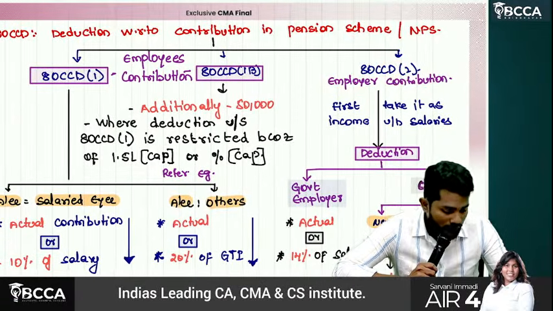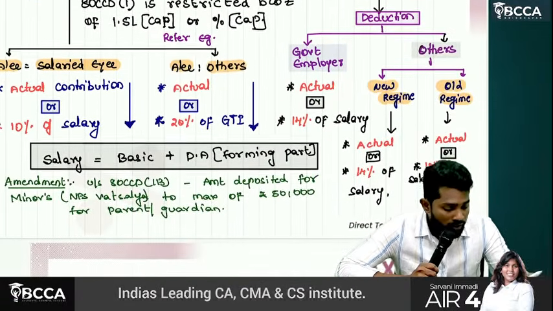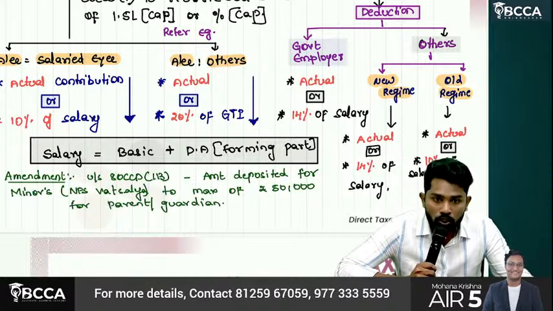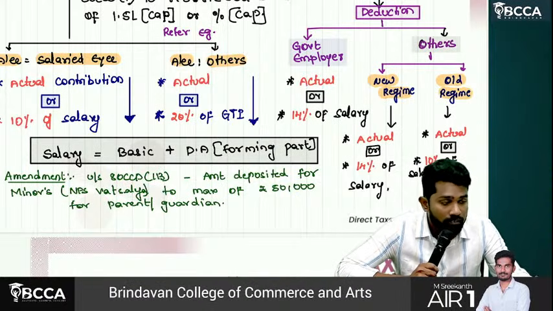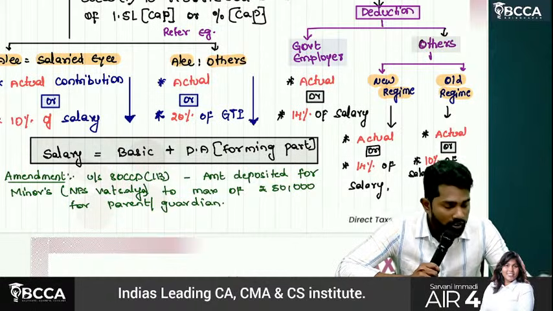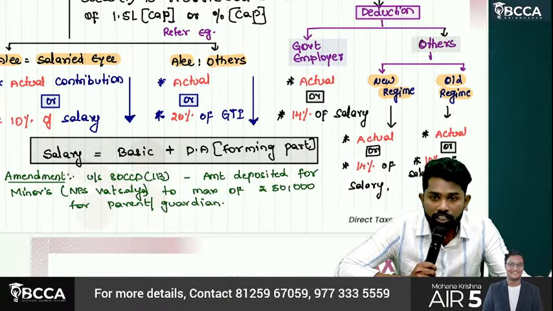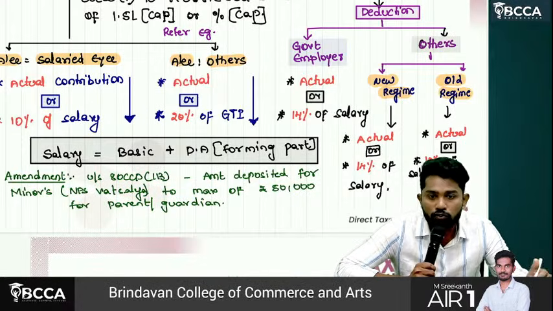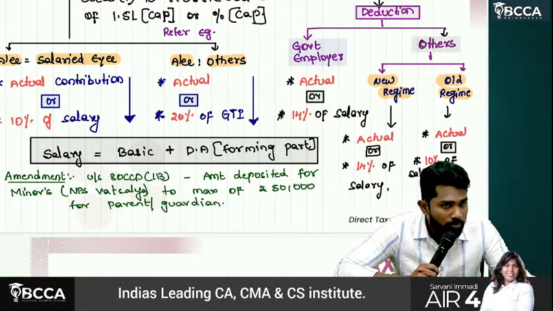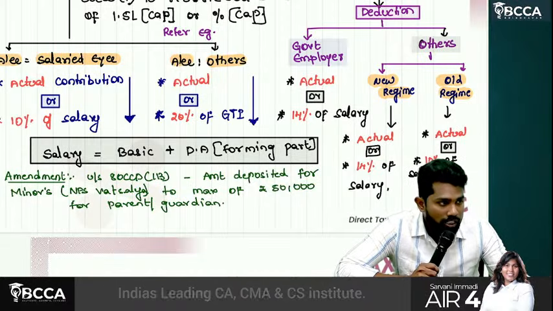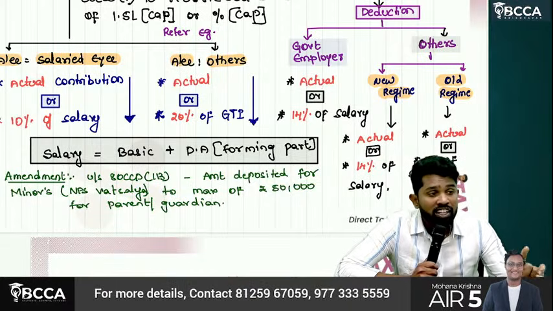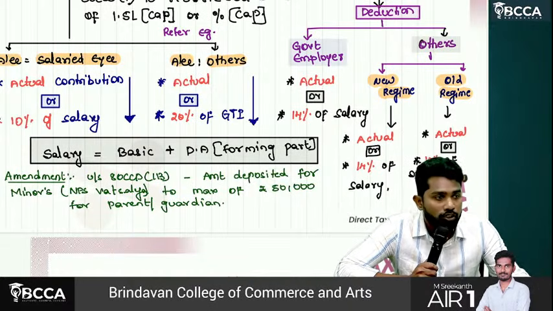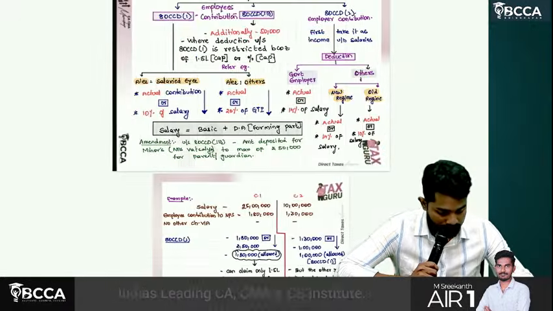Then 80CCD subsection 2 is about what? Employer contribution. Okay, we should take government employer or others. Government employer, how much is the deduction available, sir? Actual or 14% of salary. Normal, other than government employees, then we should check again, default regime, old regime. Default regime, again, actual or 14% of salary. Old regime means actual or 10% of salary. So 80CCD subsection 2 is available even under the default regime.